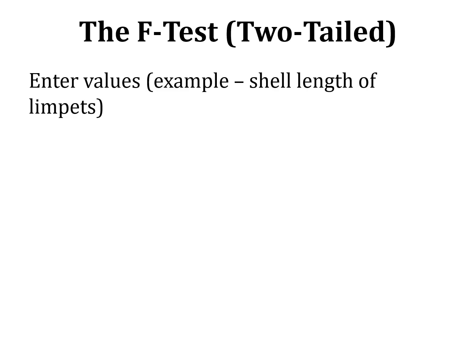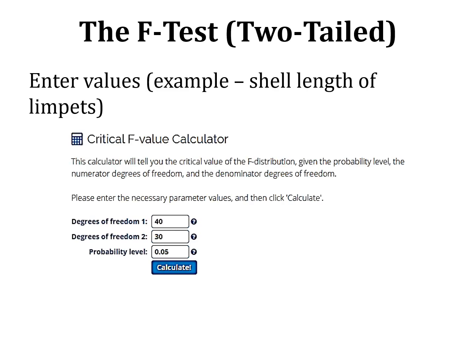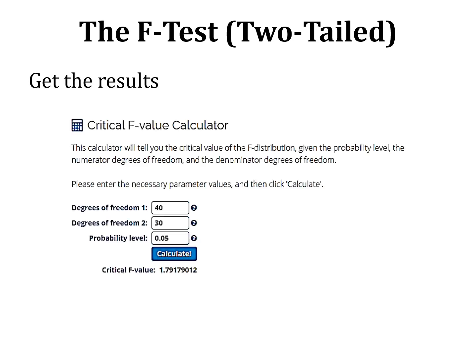And now we are entering the values from the example that we studied, the example of the shell length of limpets. So we are putting in the values. What was our V1 in that example? V1 was 40, and V2 was 30, and the probability level against which we checked was 0.05. So we get 1.79, and you can see that this is exactly the same value that we got from the F distribution table, right? So this is the value that we obtained.